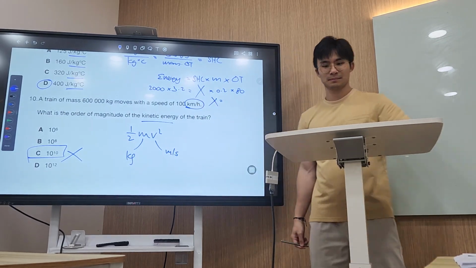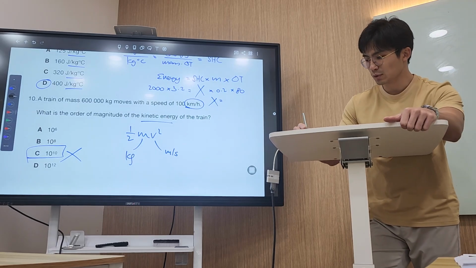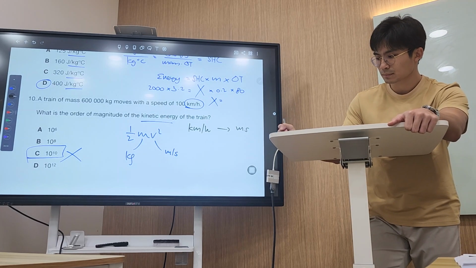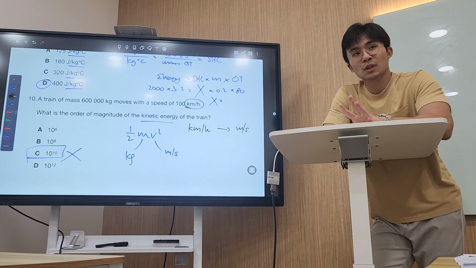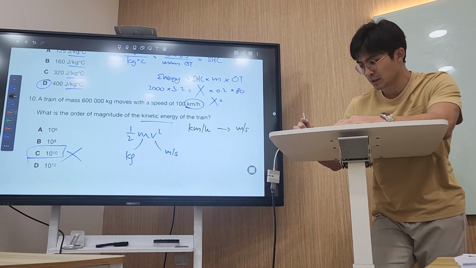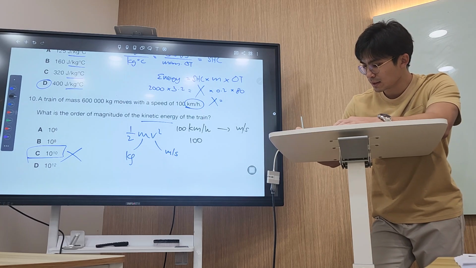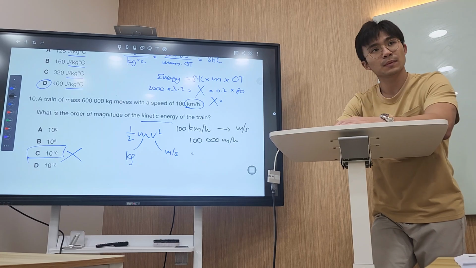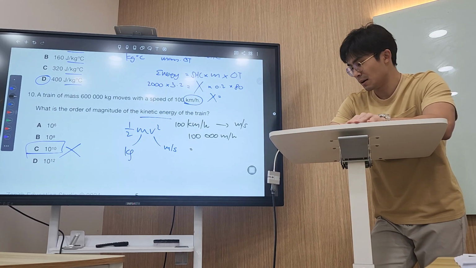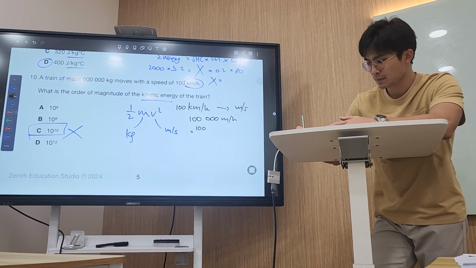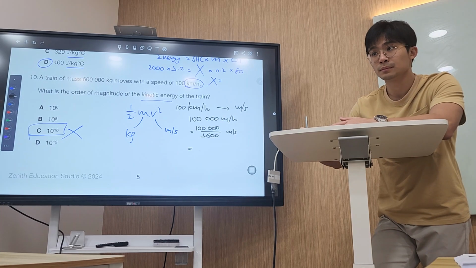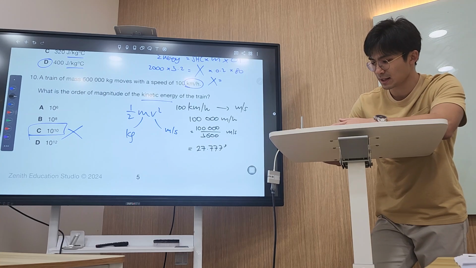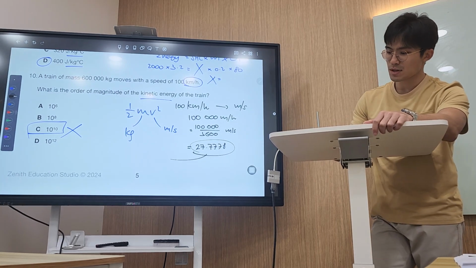So, how to convert km per hour to meter per second? Convert one at a time. Okay. So 100 becomes 100,000 meters per hour. What's next? Yeah, hour to second. Over 3,600. What's this value? 27.777. Then you use this value here.